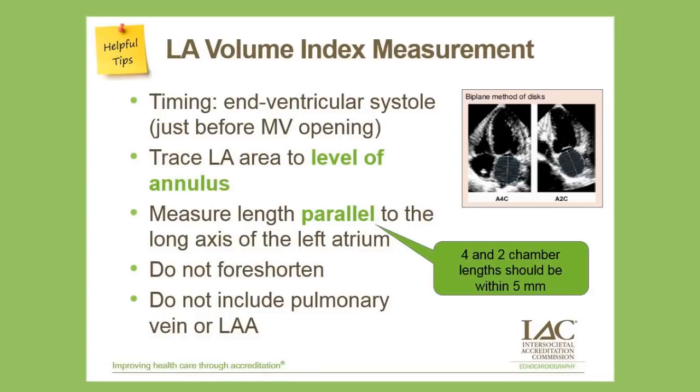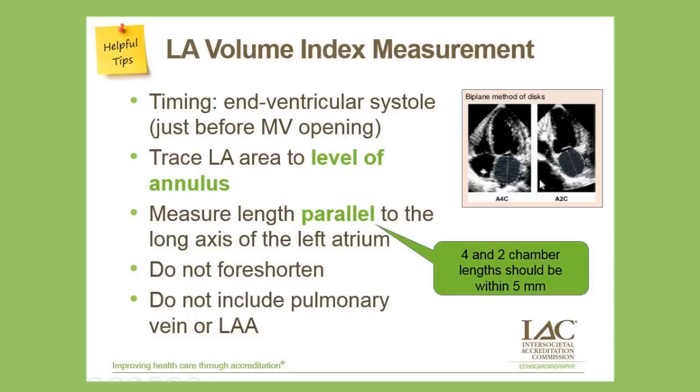And typically what I will do is freeze my image and then cine back and forth until it's just before the mitral valve opens. You want to trace the LA area to the level of the annulus and measure the length parallel to the long axis of the left atrium. And you're doing this in both the 4-chamber and the 2-chamber, and those lengths should be within about 5 millimeters of each other. It's really important not to foreshorten the image.